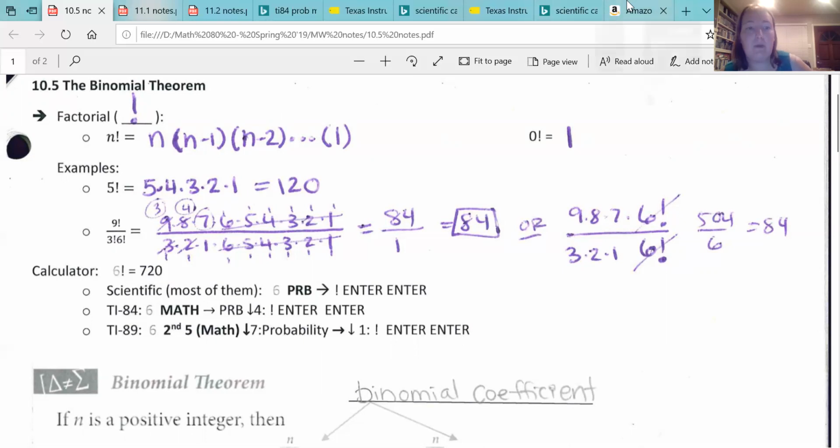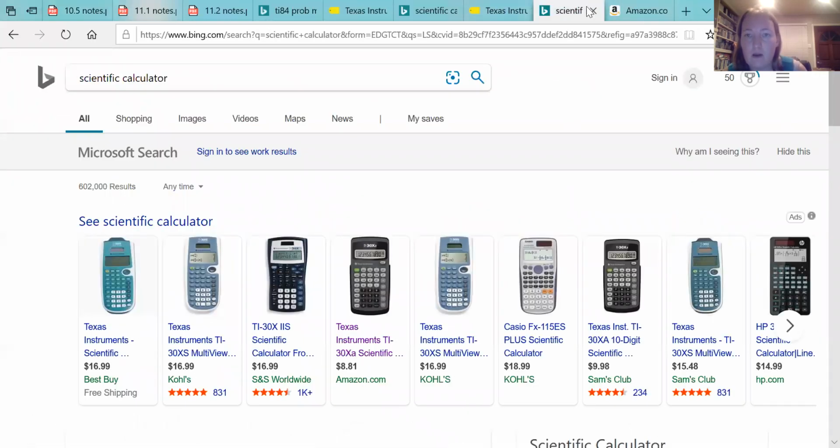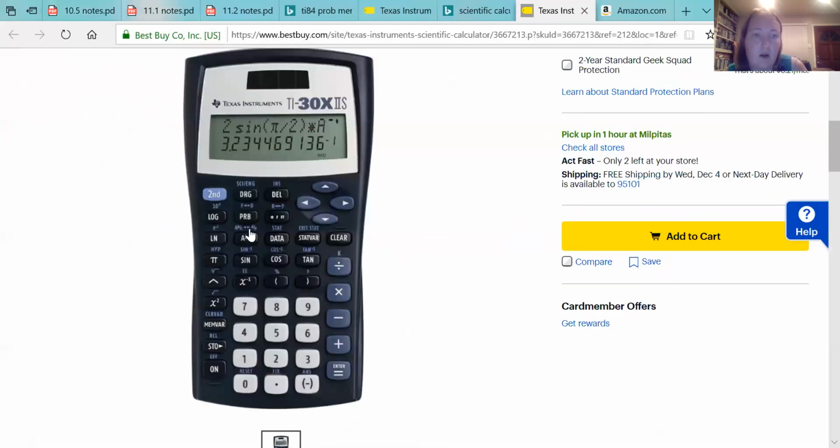And I've pulled up a couple different calculators. So I'll start with one of the very common scientific calculators that my students typically have. The probability button is right here. And when you click on it, you will have a menu that will have the factorial symbol.